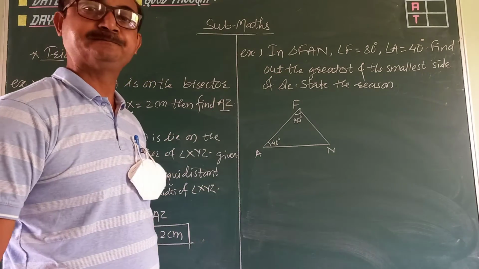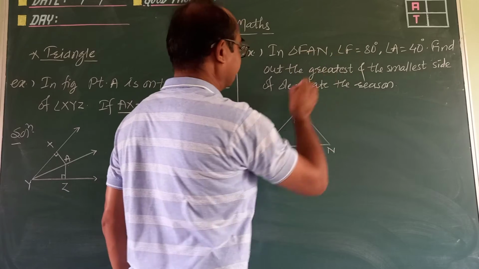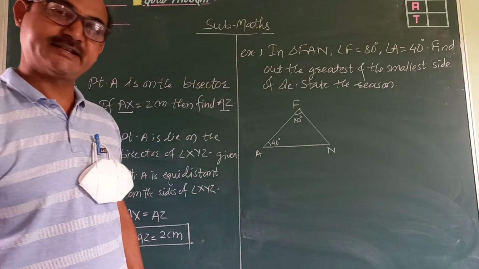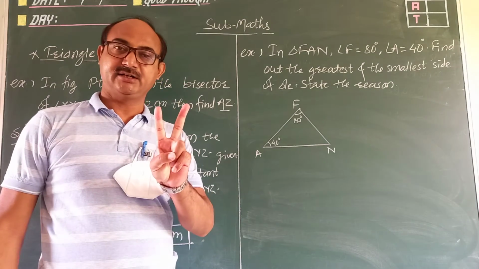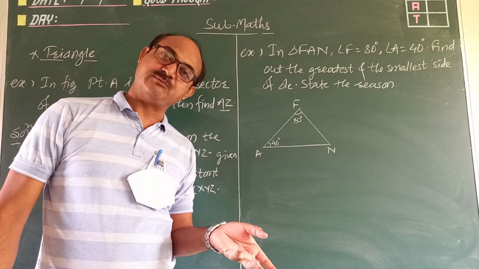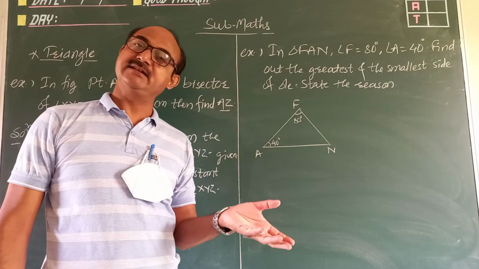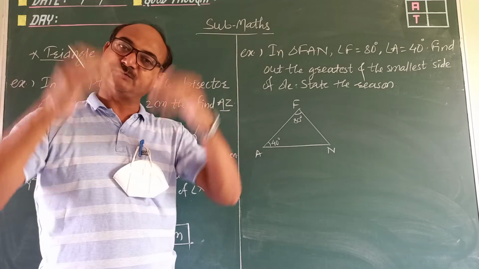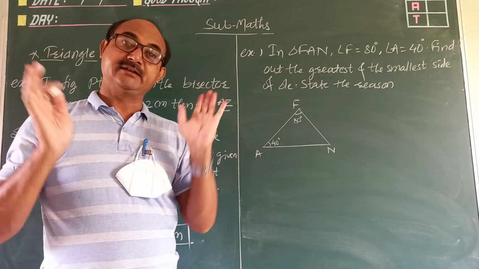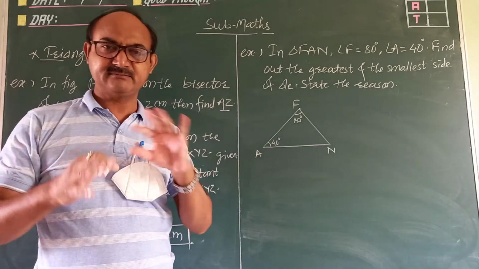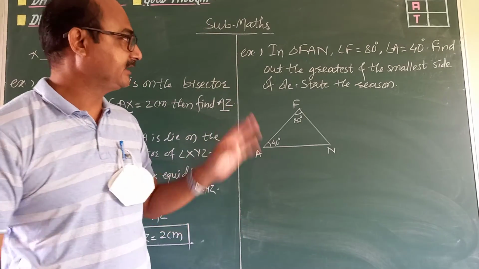Another theorem. Here triangle FAN is given. Two angles are given. Find out the greatest and smallest sides. Already you have studied two theorems on this. Which side is greater, which side is smaller, which angle is greater. The greatest angle, opposite of that is the greatest side, and similarly the smallest. So easily you can find.